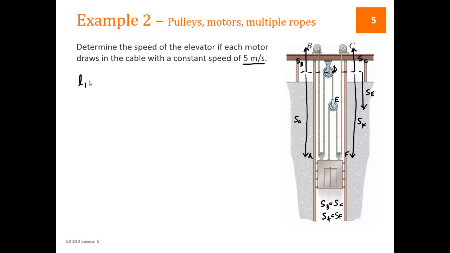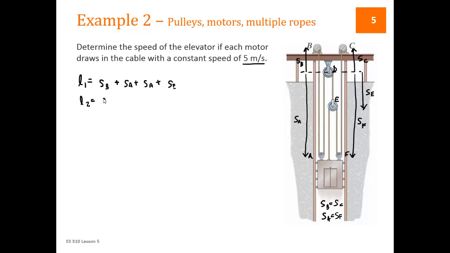Length 1, that's the one that starts over here. So we've got SB, right? That's the first part. SB plus from here down to the pulley would be SA. Plus, then we go from the pulley back up to here, so that's SA again. Plus, from here down to there would be SE. Alright, that's L1. L2 is the other rope, so let's start up here.